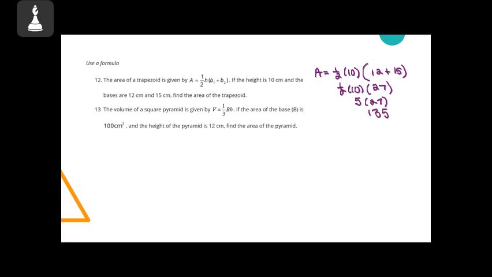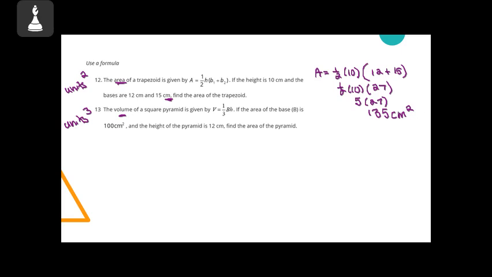Now, one thing you're going to need to know is anytime you're talking about area, your units are going to be squared. So centimeters squared. So area is always squared. And in 13, we're going to get to volume. Well, volume is always units cubed. So area is units squared, volume is units cubed.